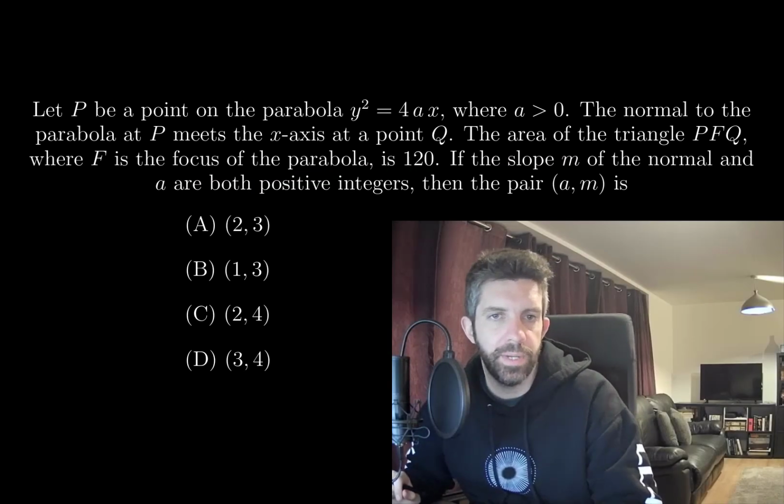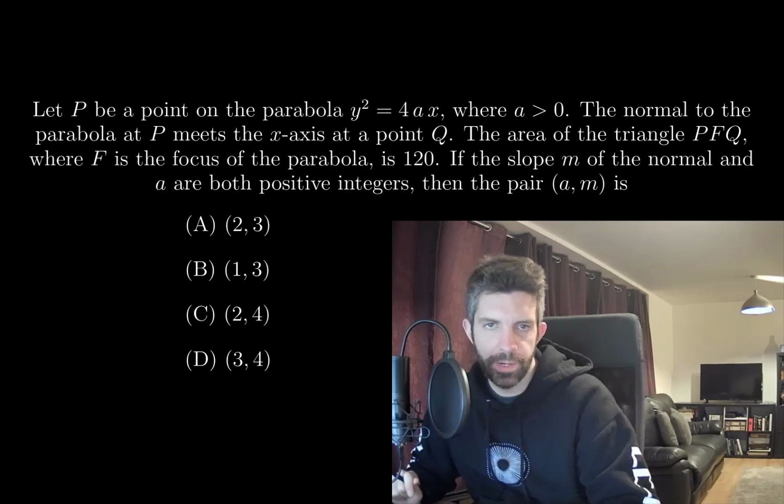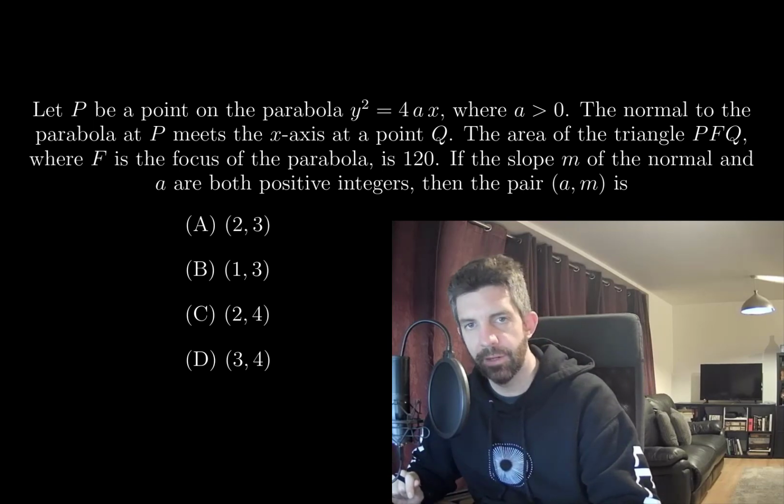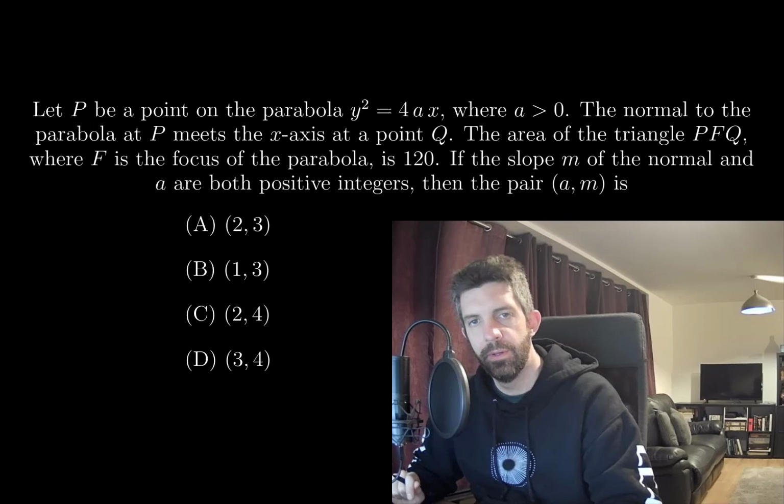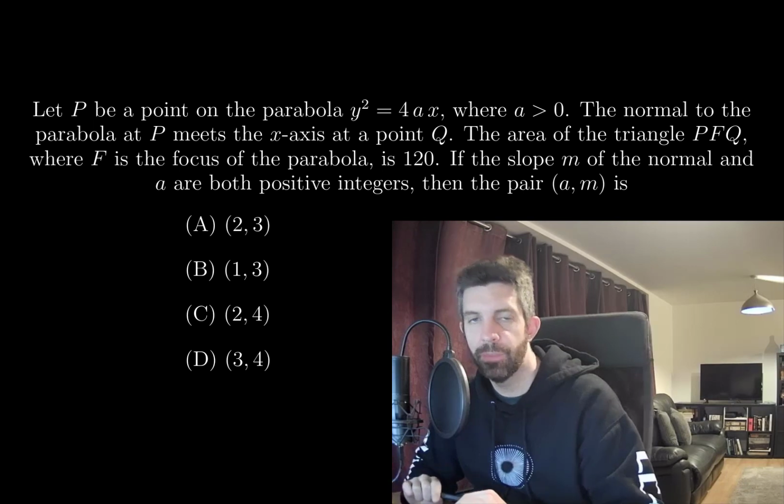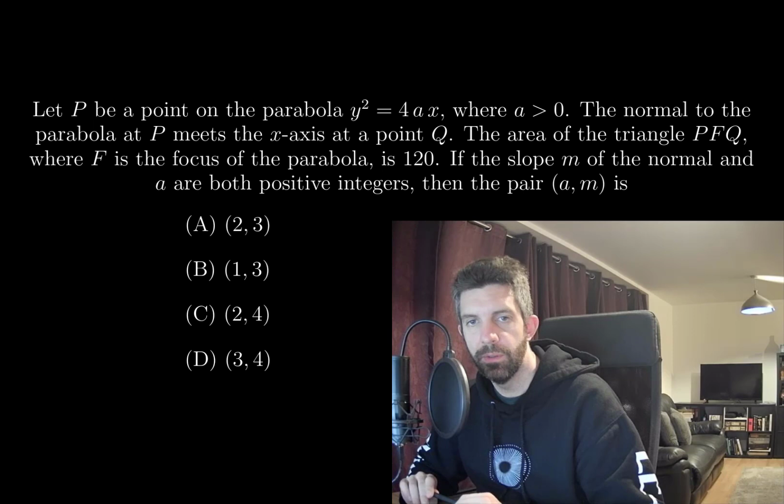Let P be a point on the parabola y squared equals 4ax, where a is positive. The normal to the parabola at P meets the x-axis at a point Q. The area of the triangle PFQ, where F is the focus of the parabola, is 120. If the slope m of the normal and a are both positive integers, then the pair (a, m) is: (2, 3), (1, 3), (2, 4), or (3, 4).